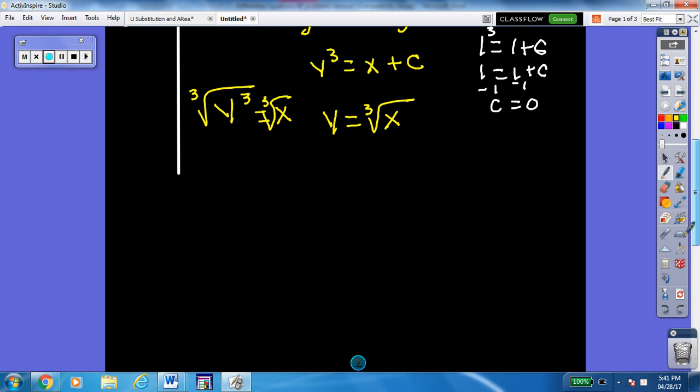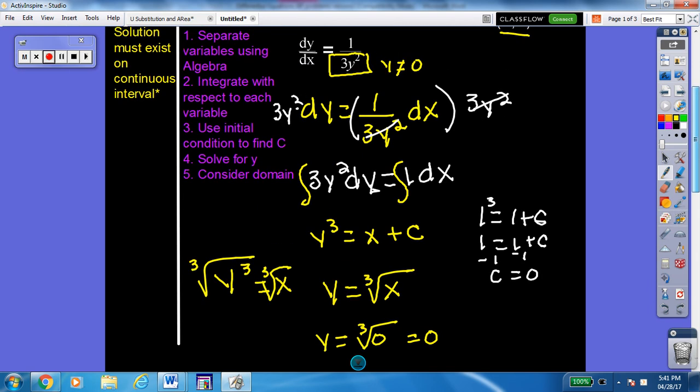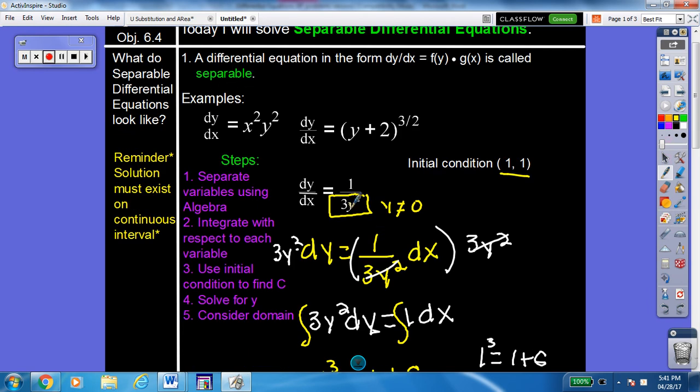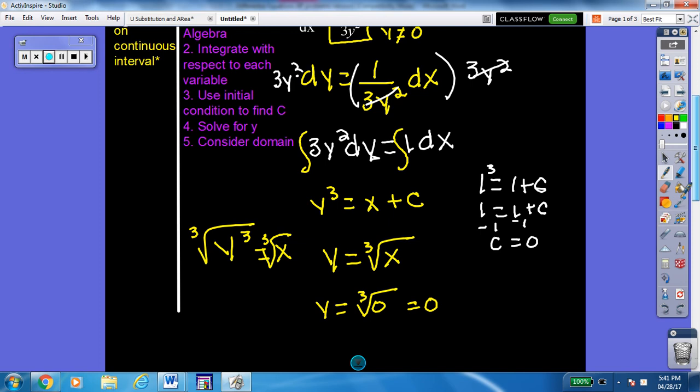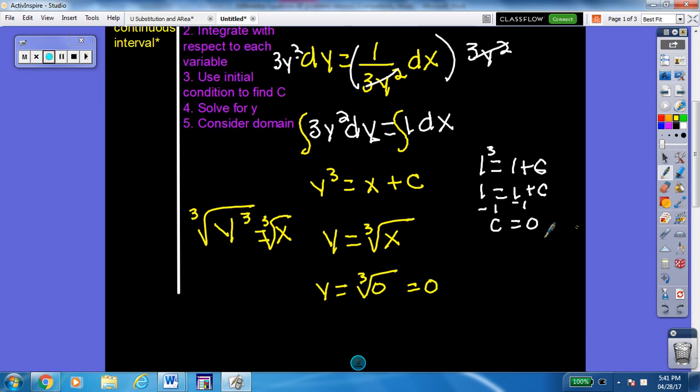So it looks like our answer should just be the cube root of x, but what happens when x is 0? When x is 0, we get the cube root of 0, which is 0. And if y is 0, the original differential equation would be a problem, it'd be undefined. Your domain cannot make your original nor your differential equation undefined. It should work for both of them. So while x didn't show up and show us a problem, we know x cannot be 0 because it would cause y to be 0.